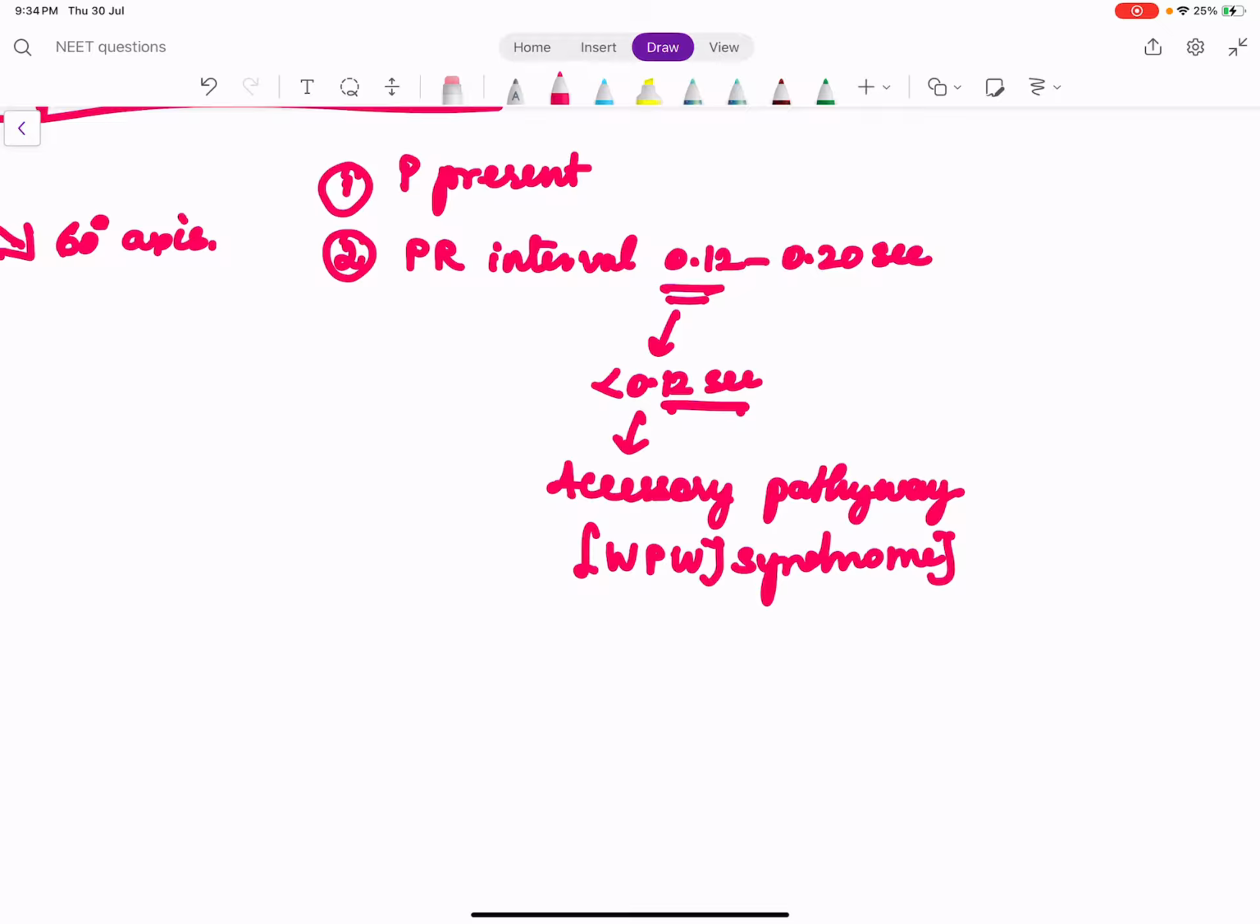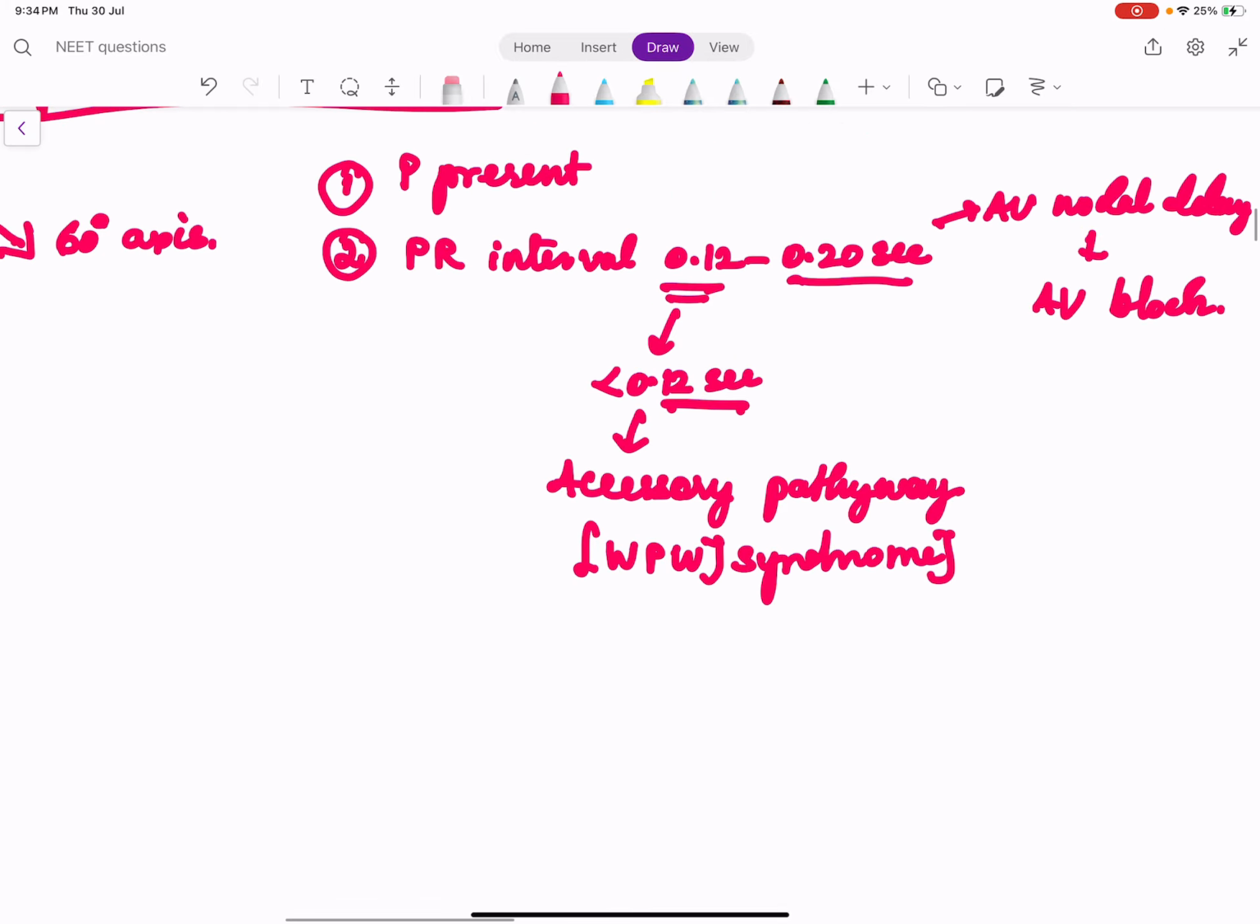Then suppose the PR interval is more than 0.2 seconds, what does it mean? The AV nodal delay is more. So the AV nodal delay is more, conduction is slower, it is problematic. This occurs in a disease called AV block. This also we will discuss in more detail shortly.